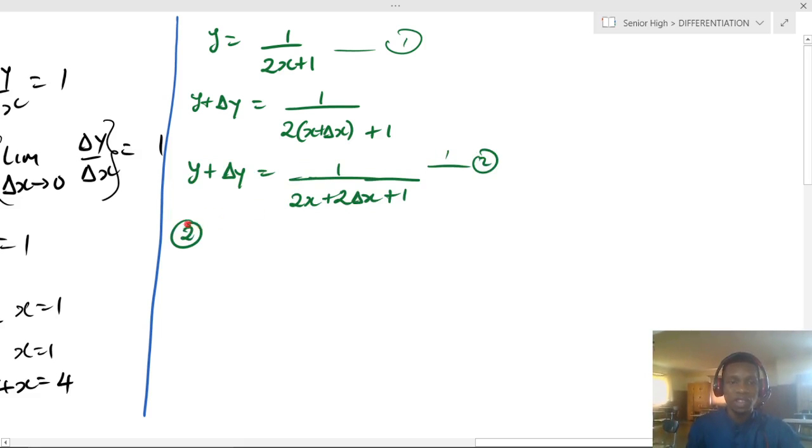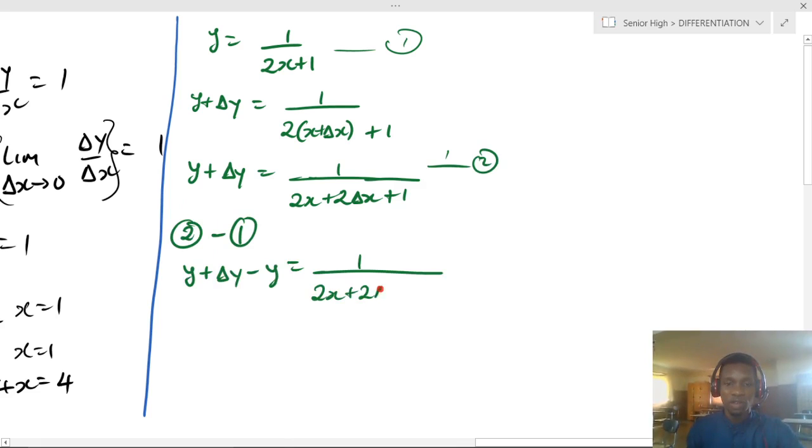Now what do we do again? It is equation 2 minus equation 1, right? So that will be what? We have y plus change in y minus y is equal to 1 over 2x plus 2 delta x plus 1, minus 1 over 2x plus 1. Now, you see here that we can find the LCM of these two. But first of all, let's cancel out the ones that can cancel out. And so we have that, sorry, that's just delta y now. Delta y is equal to, now find the LCM of these two.